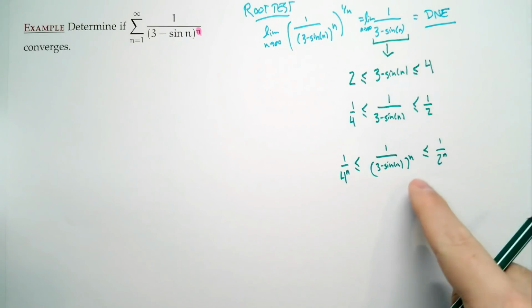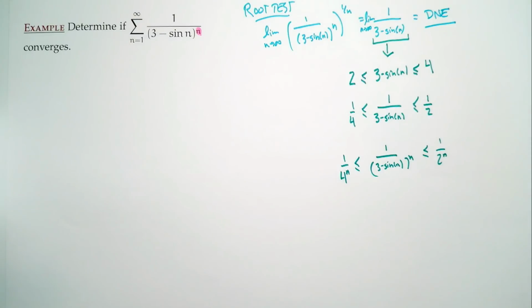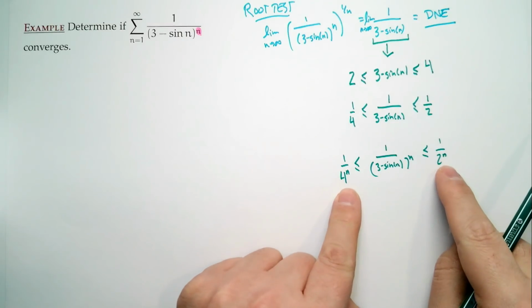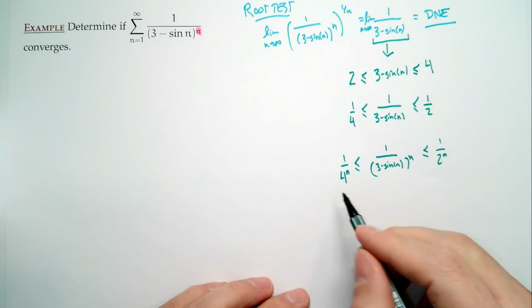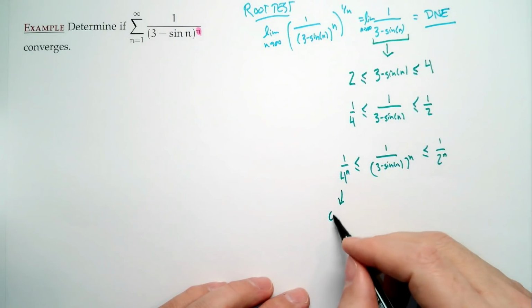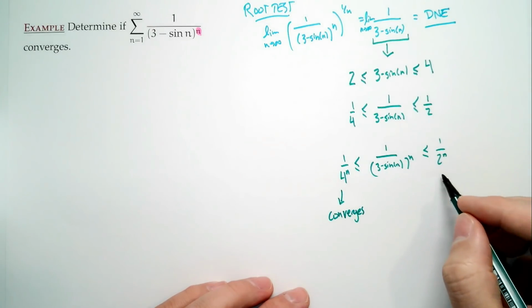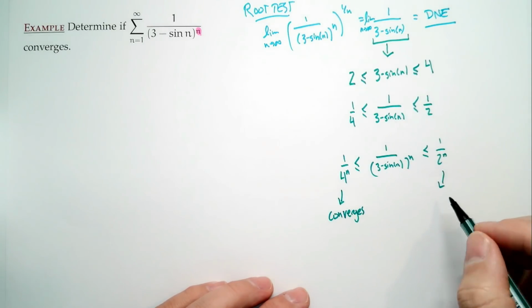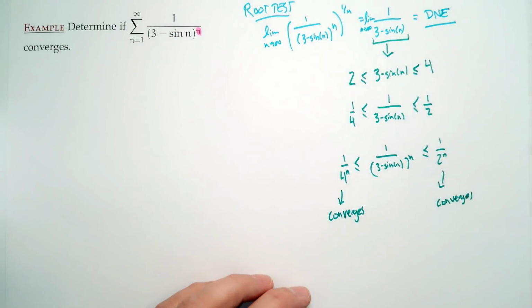Now, wait, look. This is like we're starting to compare things. And we start to say, okay, well, what do we know about these sums here? Well, they're both geometric. Now, this sum is going to converge because it's like 1/4 to the n. But what about that one? Well, that also converges because it's 1/2 to the n.